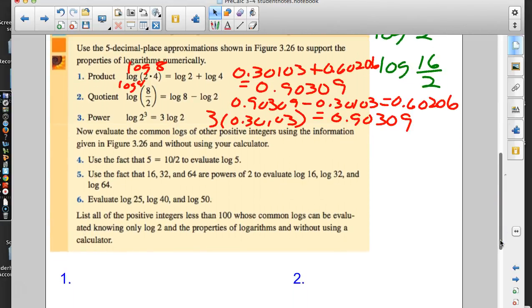Now, I mentioned the fact that we had to use the tables because what those tables did was they forced us to use powers, multiplication, division in our head and get number sense about what combinations of numbers would work. So it says now evaluate the common logarithms of other positive integers using the information given in figure 3.26 without using your calculator. So I start thinking, we've got log of 2, log of 4, log of 8.